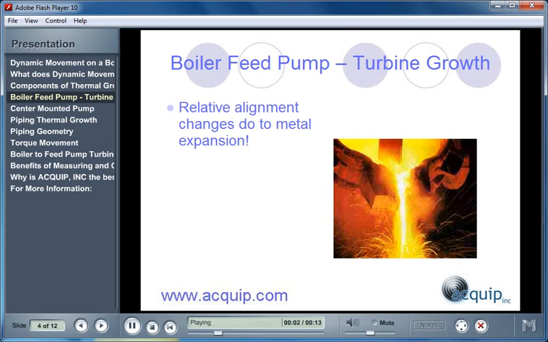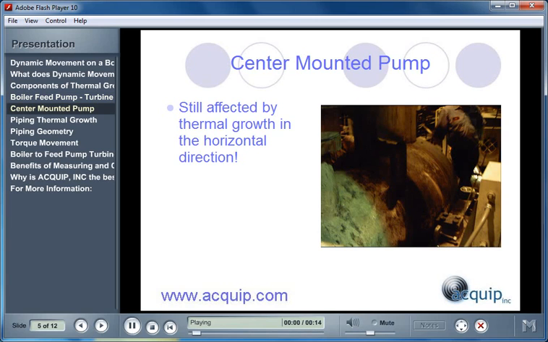Pure thermal growth does occur between the boiler feed pump and the turbine. This is just due to relative alignment changes across the coupling simply due to the metal expanding. A center-mounted pump is still affected by thermal growth. It'll still be affected in the horizontal direction, and it's still affected by angular thermal growth in the vertical direction.